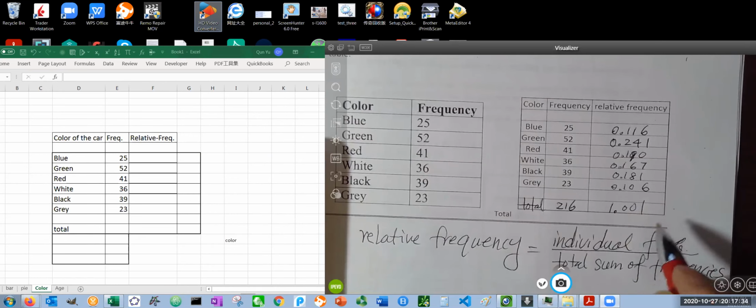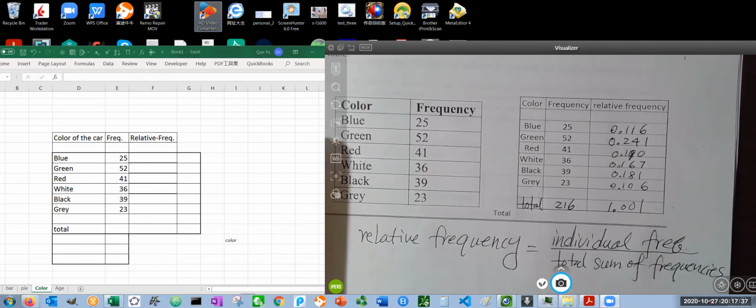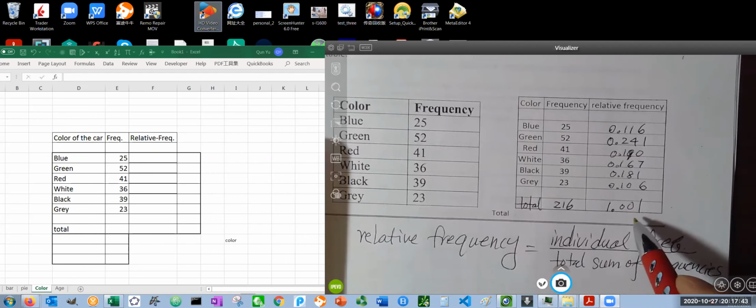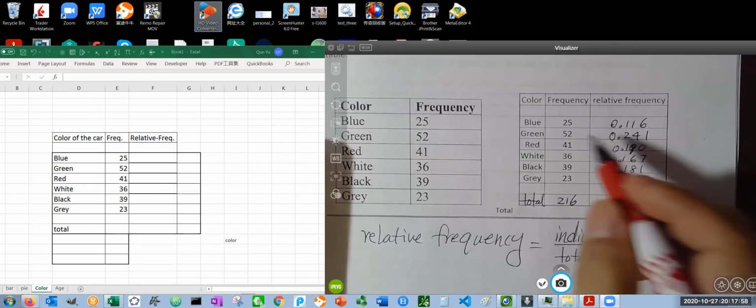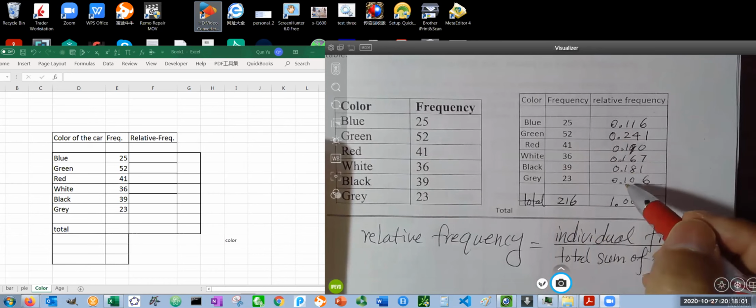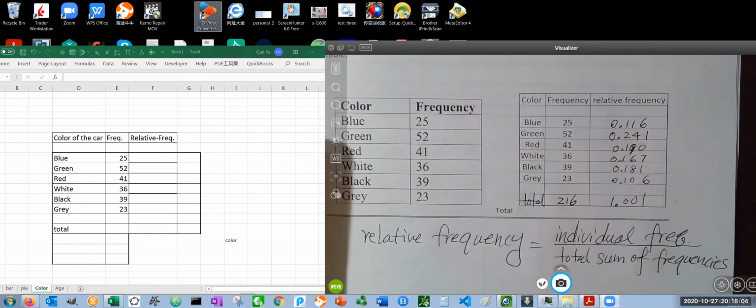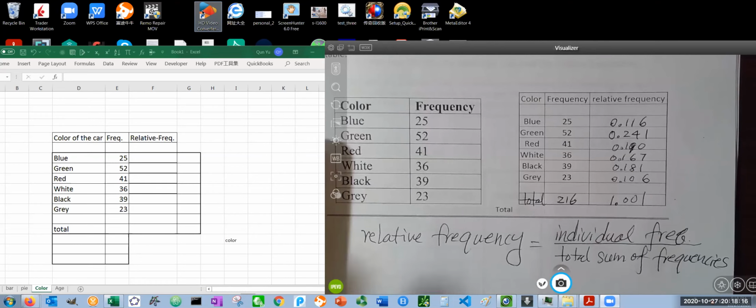0.98, 0.99, that's fine. But one thing I'd like to mention is that when you do your homework, they could ask you what the total sum of relative frequency is, even though based on your own calculation you got something really close to 1. When you enter the answer, make sure you enter exactly 1. Don't use 1.001. Theoretically, no matter what data you have, the total sum of relative frequency is always exactly 1. That's why even though your calculation gives you something close to 1 but not exactly 1, you still put 1 as the answer. I want to make that clear.